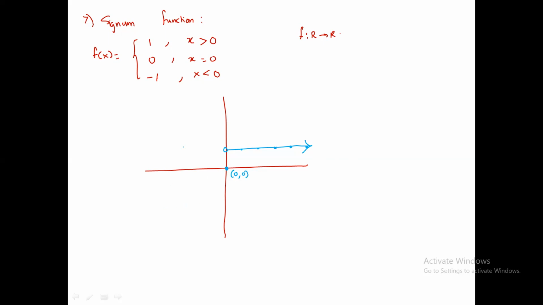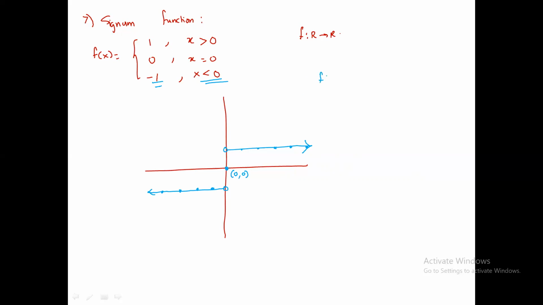Now for x less than 0, y will be always minus 1. Like when x is minus 1, y is minus 1. When x is minus 2, y is minus 1. X is minus 3, y is minus 1. X is minus 4, y is minus 1. So joining all these points, you should not take 0. You are not supposed to take 0. So this is the graph of signum function.